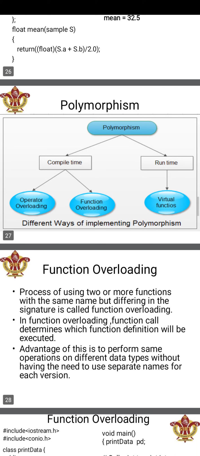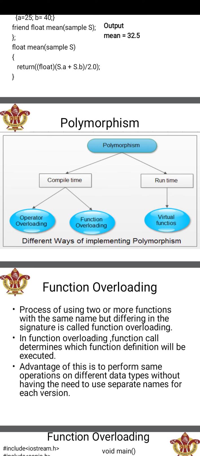So polymorphism can be done at two different times. One is compile time and another is runtime. In compile time, the examples are operator overloading and function overloading, and in runtime we make use of virtual functions for achieving runtime polymorphism. Now let us see what is function overloading.